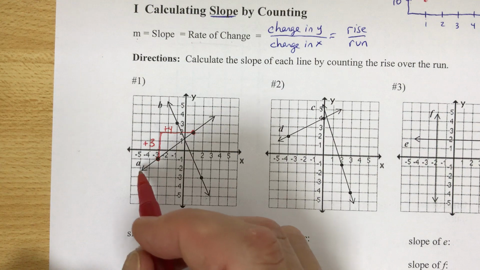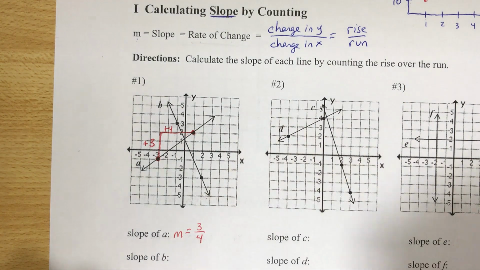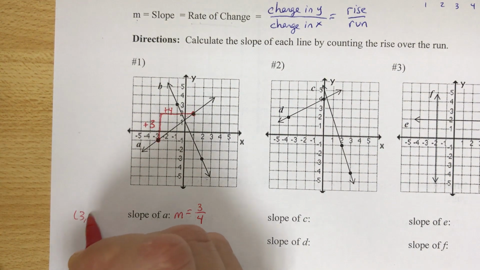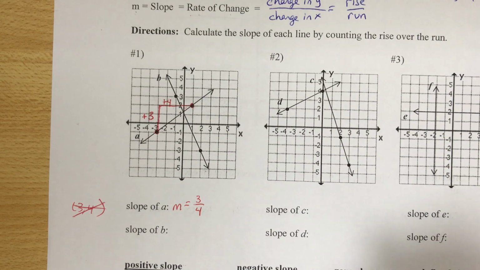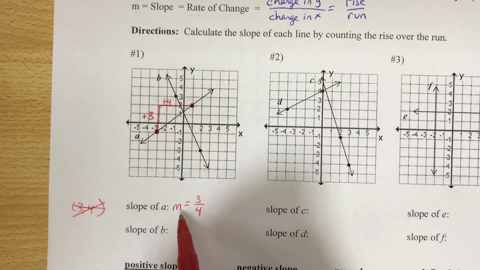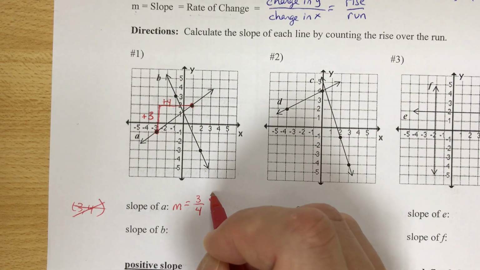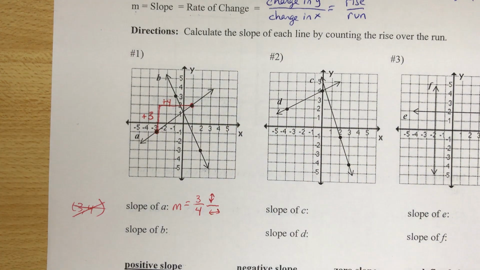So my slope for line A, I'll write it here, m equals 3 over 4. Slope is a fraction. We write slope as a fraction. Okay, it's not an ordered pair. It is not 3 comma 4. That is not correct. That's totally different. Slope is telling me the rate of change. It's the vertical up and down change divided by the horizontal left and right.